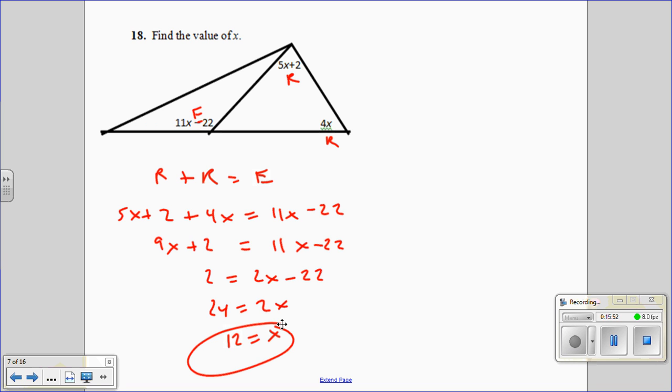So please do not forget those rules of remote plus remote equals exterior. And it even applies in this scenario, and I can guarantee you're going to see problems just like these last few on your test.